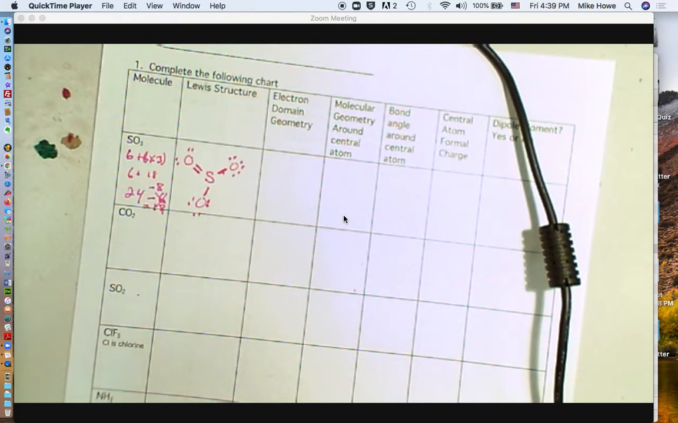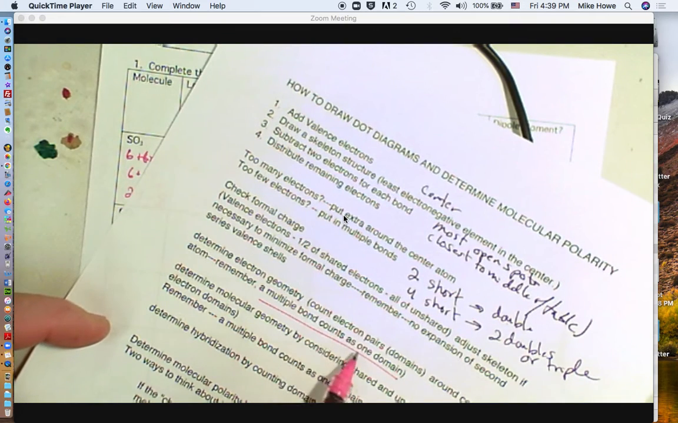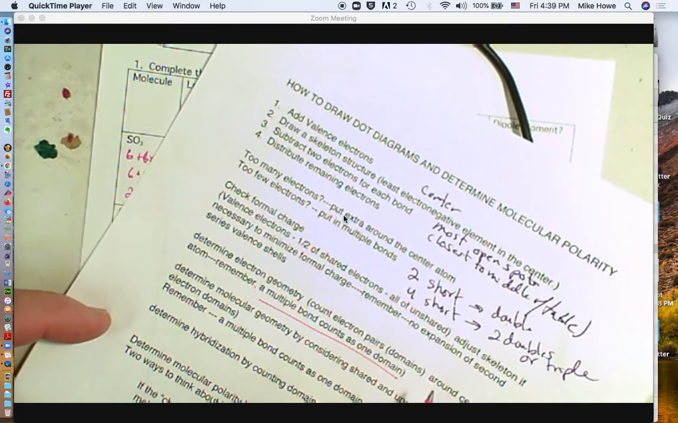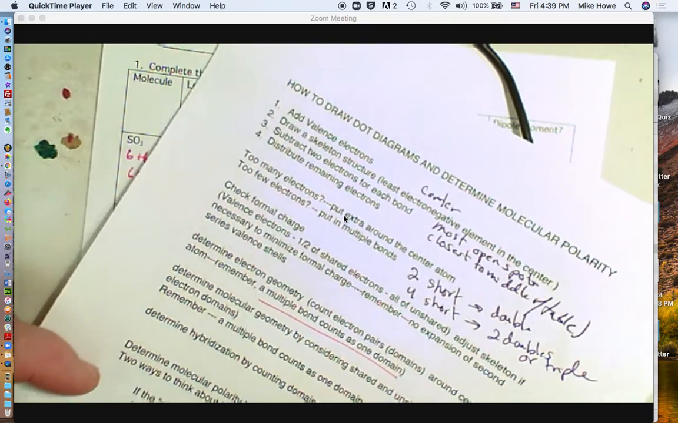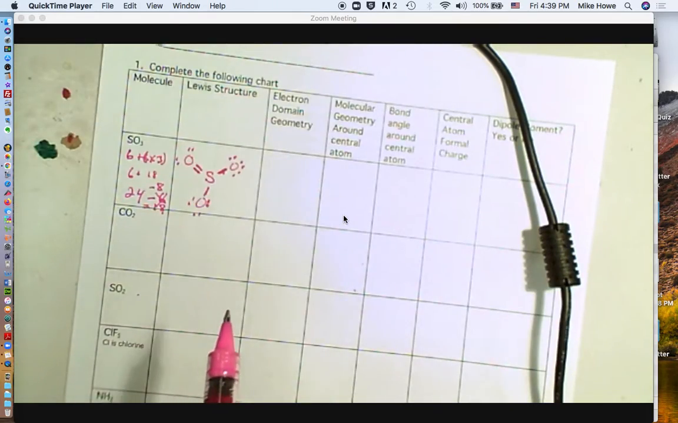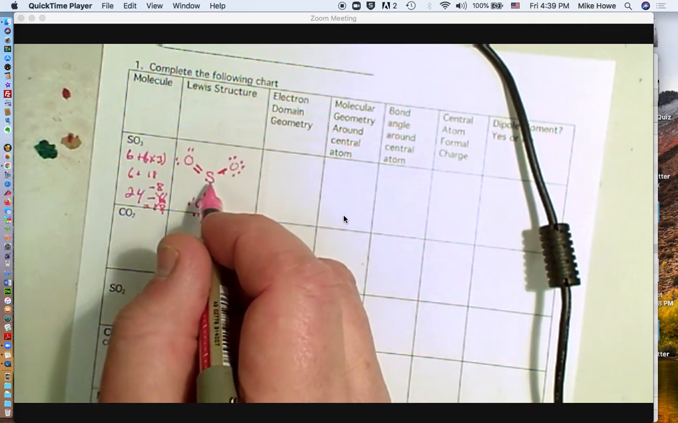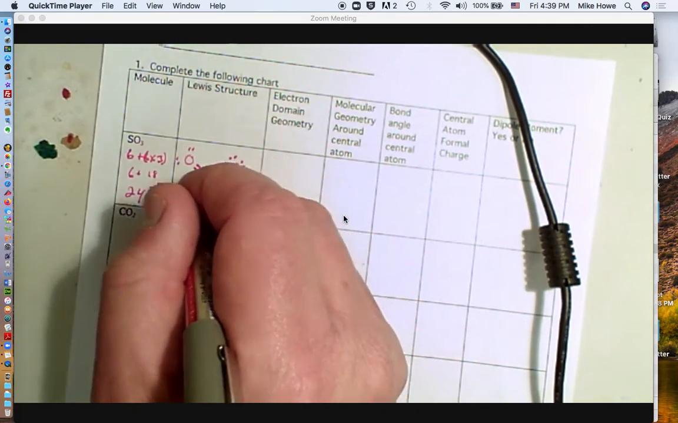The electron domain geometry is based on the number of domains. Count the electron pairs or domains around the center. Remember, a multiple bond counts as one domain, as does an unshared pair. So if you have an unshared pair, that counts. In this case, we don't have any unshared pairs, so we have 3 domains.